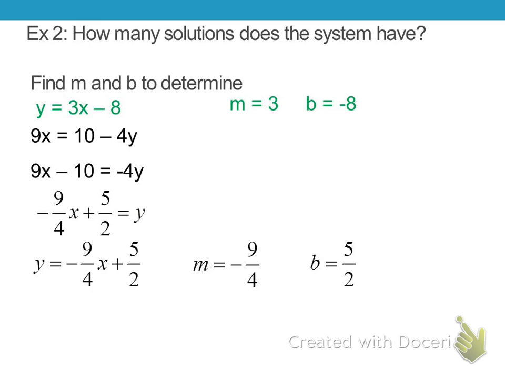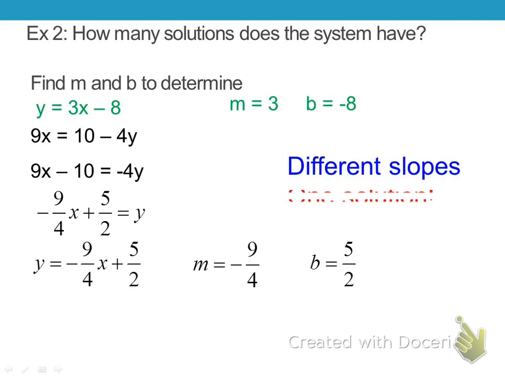Look at the chart. We just went over it. When they have different slopes, how many solutions will you have? 1. They will cross each other. The place where they cross is the answer. Okay? Let's look at another one.